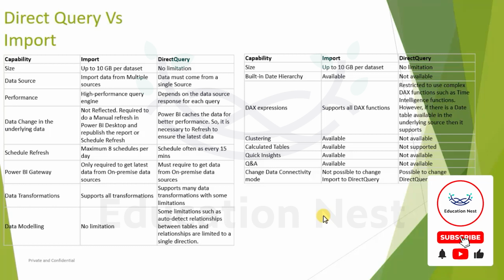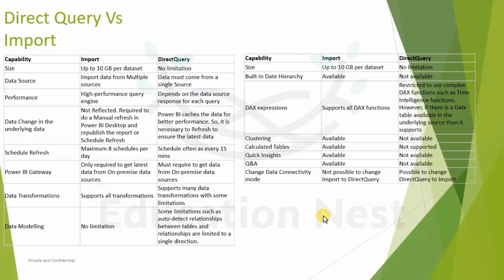Then performance. Import is much closer to the visualization, therefore the performance is very high because the data is just residing behind the visualization. Whereas the performance of a direct query depends on the source, the network bandwidth, the internet connectivity, the query, the data which is getting pulled, the size of the data. Everything together sums up to show some performance. So the performance is better in import, but it is not in direct query.